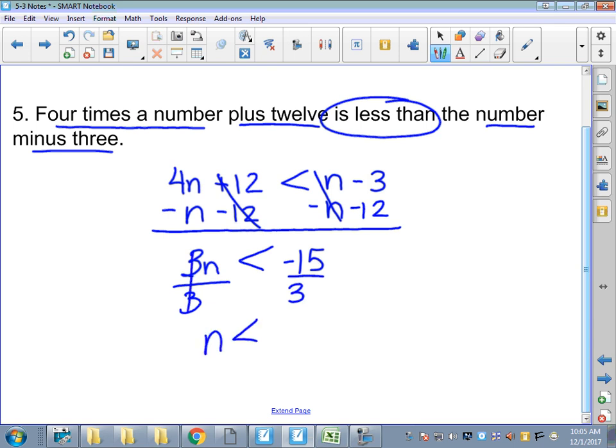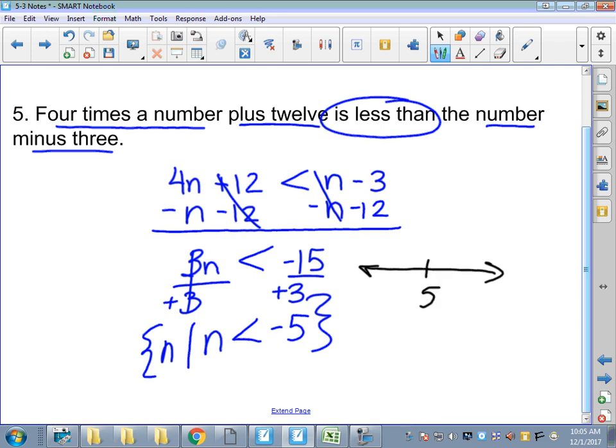n is less than negative 5. I didn't have to flip my inequality. Even though 15 was negative and my answer is negative, that has nothing to do with it. It's the fact that I divided by positive 3, and so that doesn't change the inequality. Put it in set builder notation. Graph my solution on the number line. So there's my negative 5. It's going to be an open circle at negative 5, and the values to the left are less than negative 5.